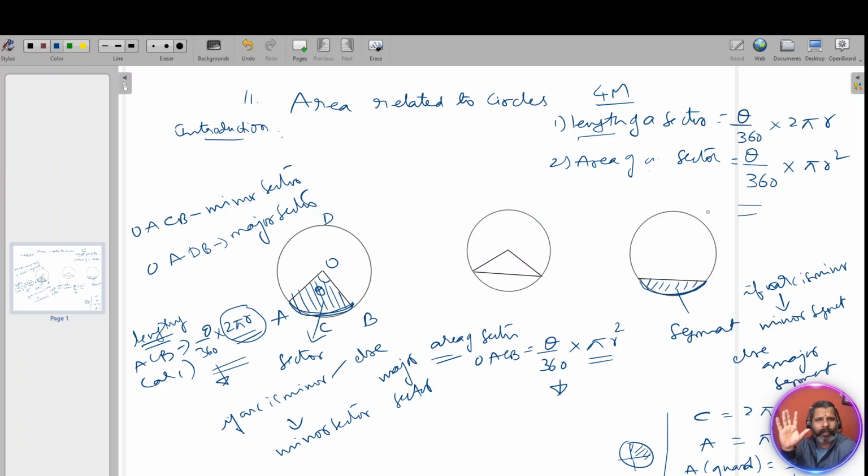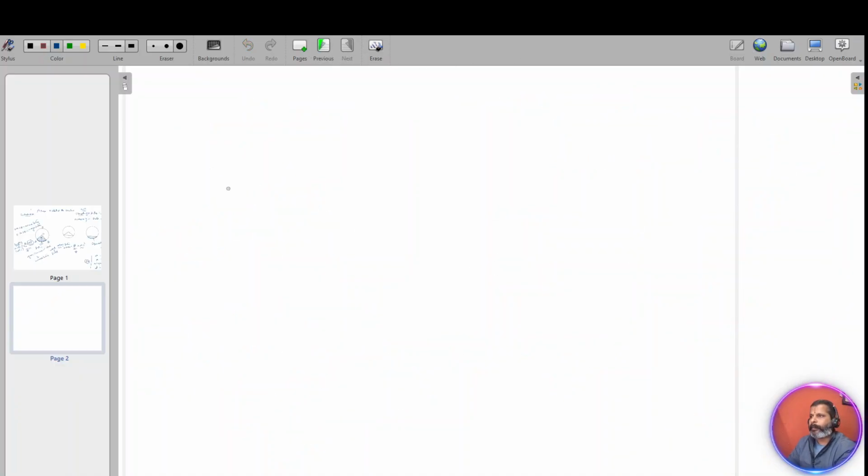How do we remember? Theta by 360 is the common part. So I hope you understood now. When they ask length of a sector, you have to multiply by length, meaning circumference, which is nothing but the length of a circle. So use 2 pi r there. When they ask area of a sector, you have to use pi r square, so theta by 360 into pi r square. Okay, we'll see two different formulas here.